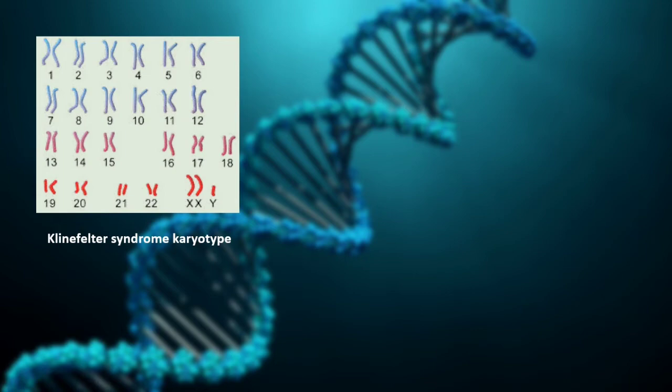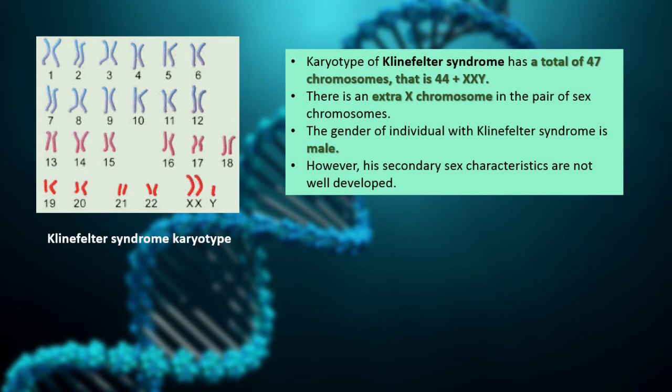So this is the Klinefelter syndrome karyotype. The karyotype of Klinefelter syndrome has a total number of 47, with an extra X chromosome. There is an extra X chromosome in the pair of sex chromosomes. The gender of an individual with Klinefelter syndrome is male. However, his secondary sex characteristics are not well developed. So we can see here the extra X chromosome, the male with the extra X chromosome.